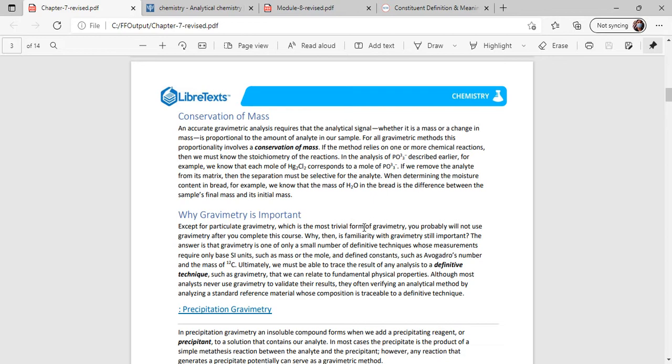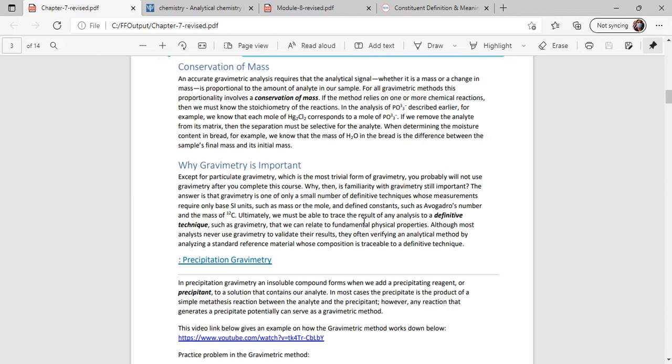So why is gravimetry very important? Gravimetry is important, except for particulate gravimetry, which is the most trivial form of gravimetry. You probably will not use gravimetry after you complete this subject because it requires a lot of laboratory equipment and chemical reagents. Nowadays, machines no longer need a high volume of reagent or a high volume of analyte. With machines today, only a small amount is taken for the sample, and the reagent is already inside the machine, so you just insert the sample. What is done in school is different from what you will do once you are in a workplace or work environment.